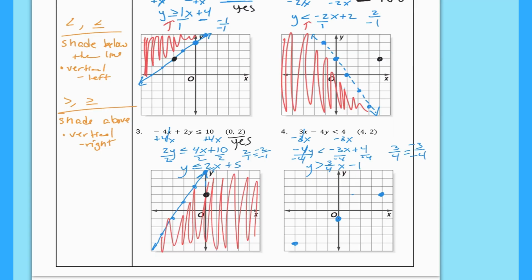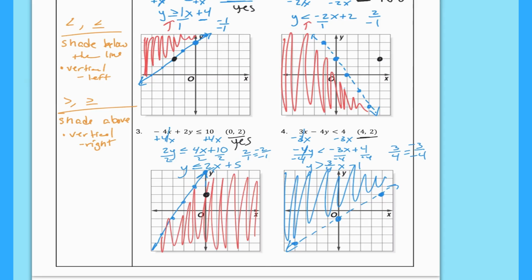And then before I make my line, it does not have the equal to part. That means I need a dotted line. And then I need my shading. Greater than means I'm going to shade everything up above the line. So everything in the shaded region is an answer, but the line is not an answer because it's dotted this time. So let's check our point.